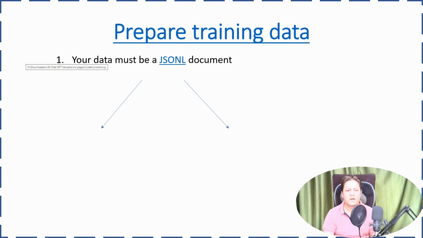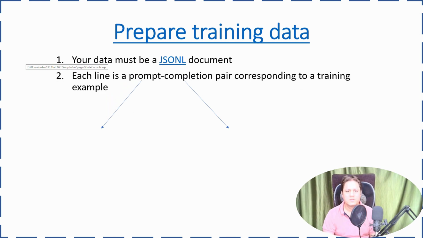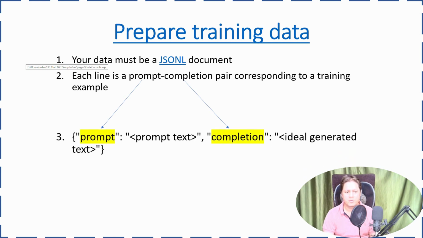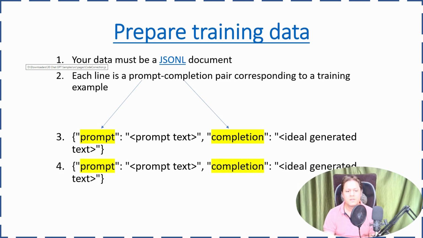What I am saying is your data must be a JSON-L document. JSON-L, this is the format. I will explain what that is, and I am showing you a sample also. Each line is a prompt and completion pair. I am showing here what is the prompt and what is the completion. It is a JSON object having different elements. So prompt and completion pairs must be there in the JSON-L document.